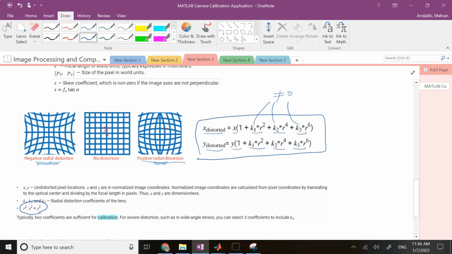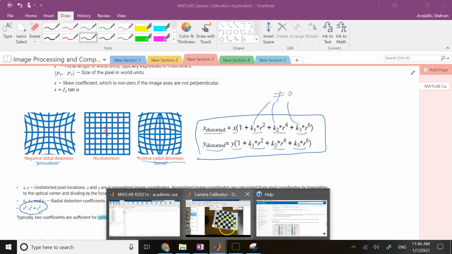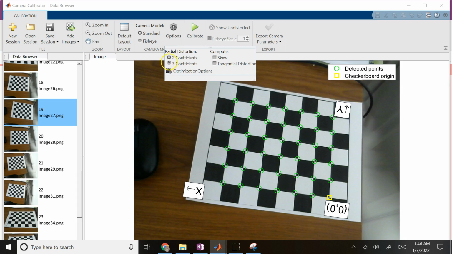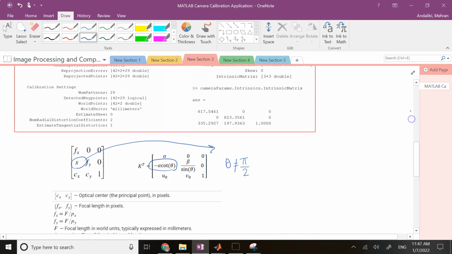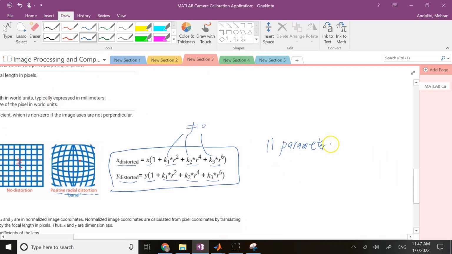So depending on whether you choose radial distortion or not, and how many coefficients you want to calculate, it will not only give you all of those 11 parameters that you had, correct? Remember, you had 11 parameters, intrinsic and extrinsic. So now when you choose radial distortion, it is also going to calculate for you K1 and K2 for 2 coefficients and K3 for 3 coefficients, right? So it is going to estimate 14 parameters for you.